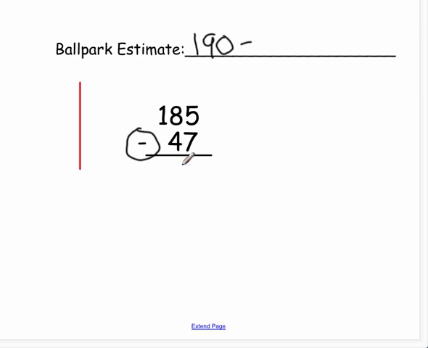Going to the closest 10 means I look at the ones. This is higher than 5, so that tens digit turns into one more than it currently is. So instead of 4, it becomes 5, and the ones place turns into a 0. 190 minus 50 gives me an estimate of 140. Now we can solve the problem.